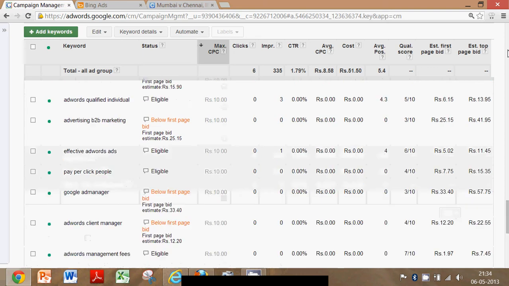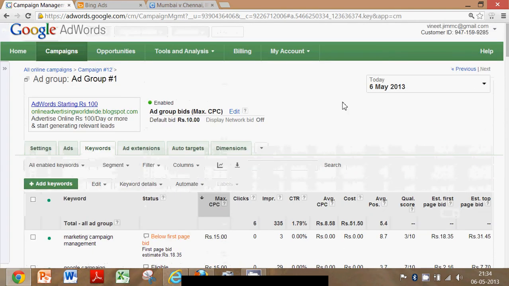Remember, you're in the search network. If your ad is wishy-washy, saying, we are selling this for less, or our cost is lesser than what you think, these kinds of things don't work on the search network. It should be specific. My ad is AdWords starting rupees 100. I'm not saying that I will give you AdWords in only rupees 100, or that your cost per click would be under X rupees or something. But what I'm saying is that you can control your expenses.